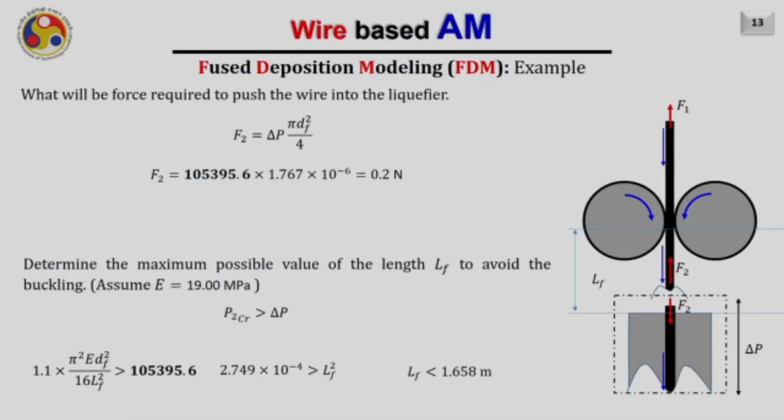Now, as we already know the delta P, it is asked what will be the force required to push the wire into the liquefier, that too in the steady state. The F2 force which is acting here to push the wire into the liquefier to overcome this pressure delta P will be equal to delta P into pi dF square by 4, and as a result the value of F2 is coming to be 0.2 Newton.